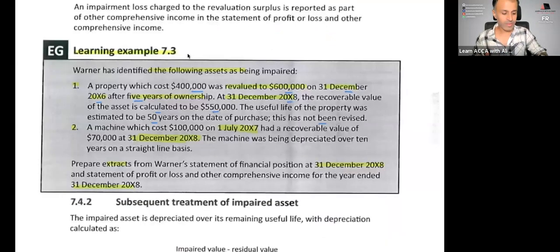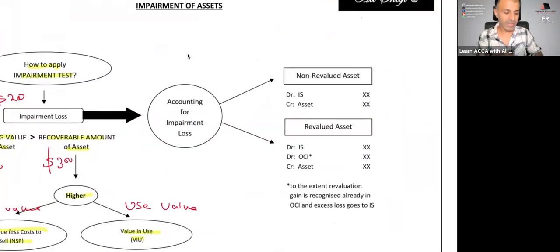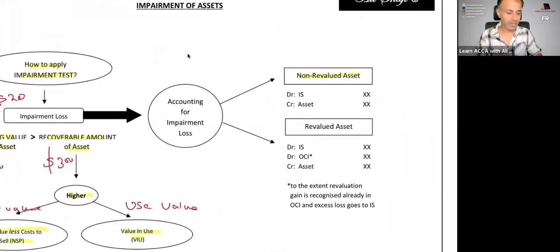And that's what's written back in your summaries. They say that when an asset is a non-revalued one, you debit the profit and loss with that loss and credit the asset. And when an asset is a revalued one, you still credit the asset account, but you debit OCI, and the excess loss goes to profit and loss. To the extent that the revaluation gain is recognized, the excess loss goes to profit and loss.